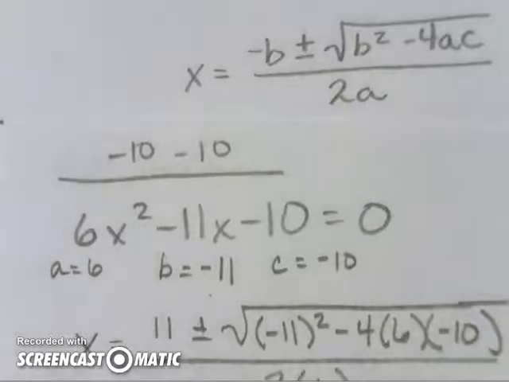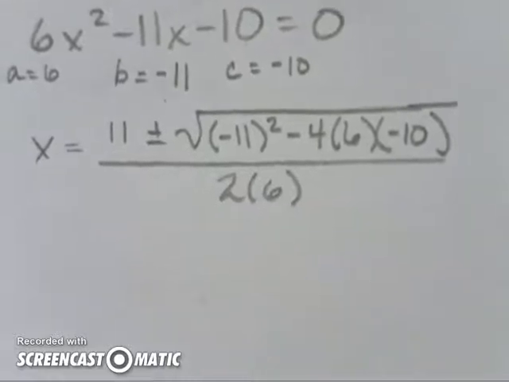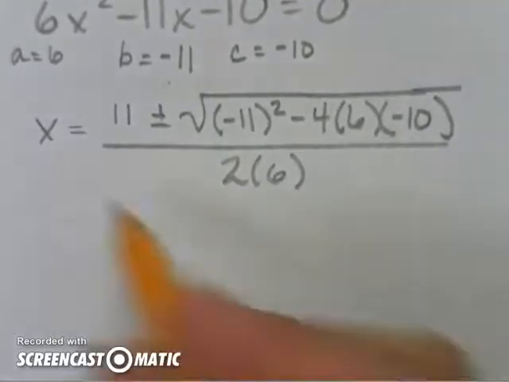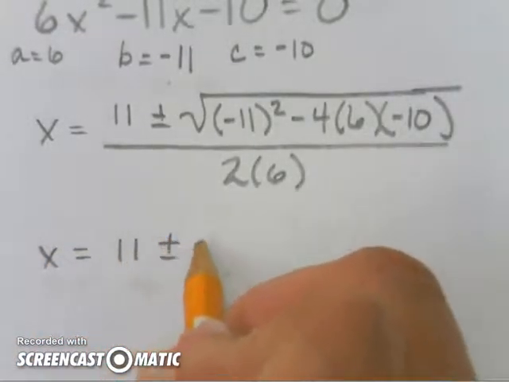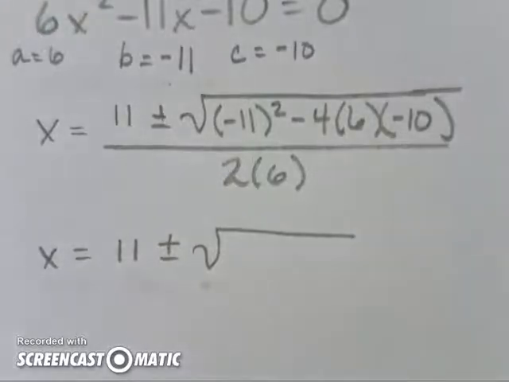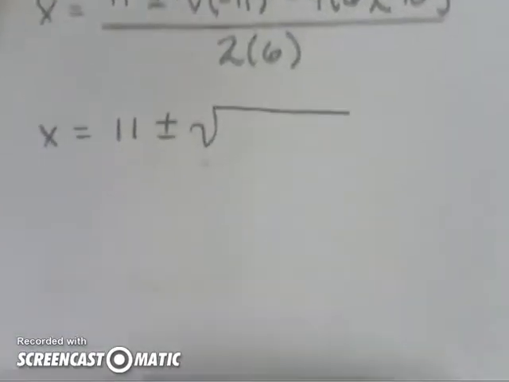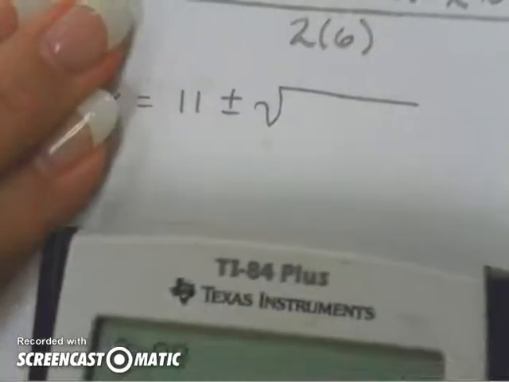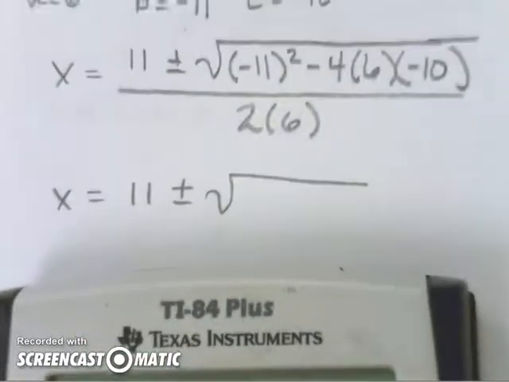So I now need to slide up a little bit, don't I? Here we go. So now I need to simplify this. So I'm going to get x is equal to 11 plus or minus the square root of something. Now, here is where I would put this in the calculator. I would take my calculator. Let me see if I can slide this up just a little higher and fit my calculator in underneath it, and type this in.